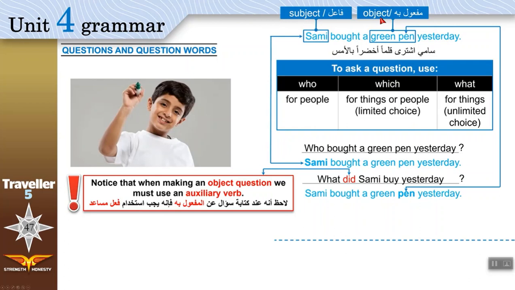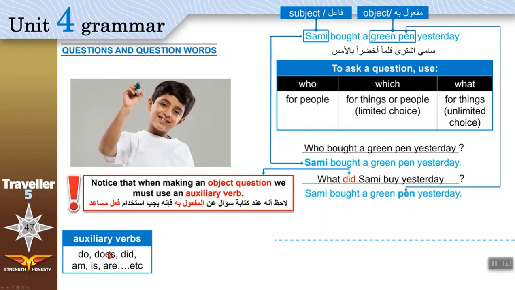Okay, we are asking about the pen. You ask about the object. Use auxiliary verbs. What are auxiliary verbs? Auxiliary verbs, yes: do, does, did, am, is, are, has, have, etc. We have a lot of auxiliary verbs. Do I know which one to use? It depends.